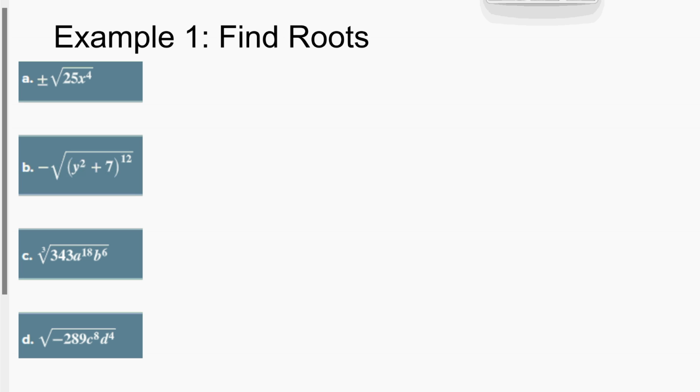Example 1 of section 3. What you're doing is just breaking down. Look at what type of root is the index. There's no number in here, so that means that there's a 2 here. So we're looking at a square root, right? And we know anytime it's an even root, we're going to have plus or minus the answer.